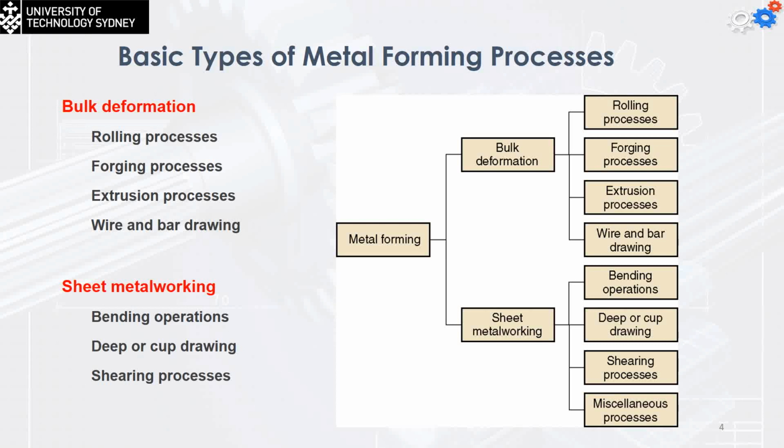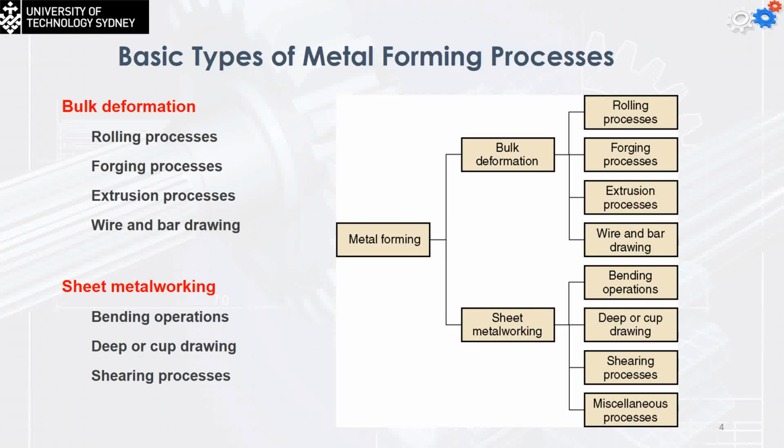Sheet metal working can be classified into bending operations. We can have deep or cup drawing, and that's the example we had last week when we made the cylinder for the gas. Starting from the disc, we compress it with the die and the punch, and we get the cylindrical shape, the deep drawing process. I can have the shearing process for cutting and other miscellaneous processes we are going to go through by the end of this slide.